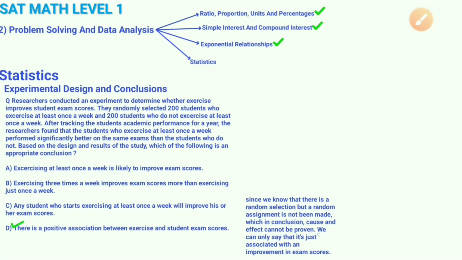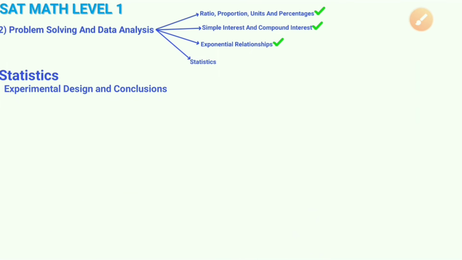Since we know that there is a random selection but a random assignment is not being made, cause and effect cannot be proven, we can only say that it's just associated with an improvement in exam scores. Okay, so random selection was made but not random assignment. And there you go, statistics is done, part 2 is done.